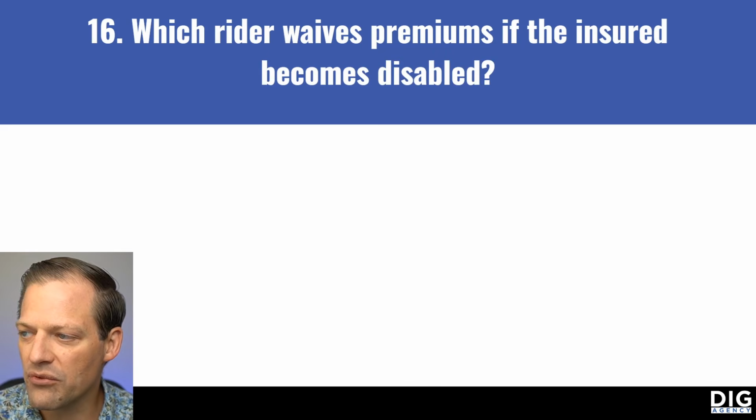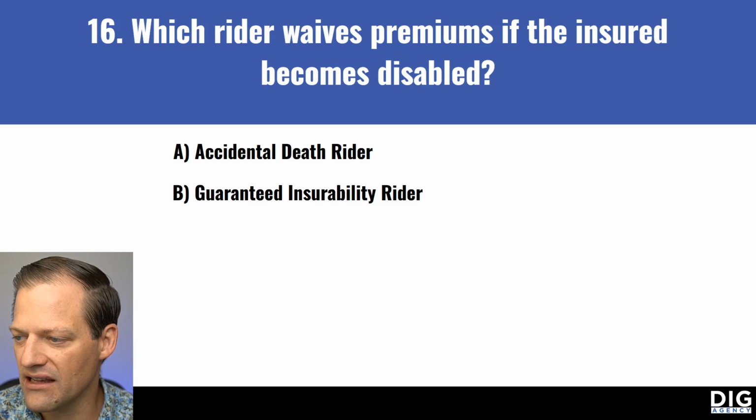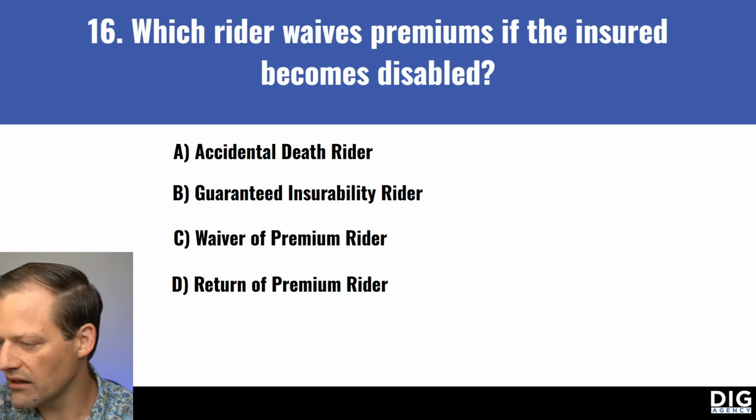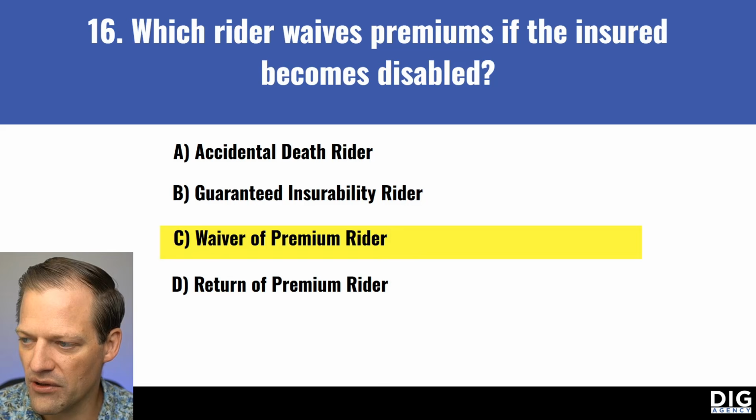Which rider waives premiums if the insured becomes disabled? Is it A, accidental death rider, B, guaranteed insurability rider, C, waiver of premium rider, or D, return of premium rider? The answer is C, waiver of premium rider.